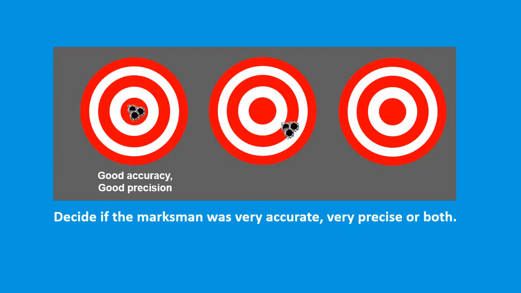In this one, precision is high because of the closeness of the grouping. That's a high level of reproducibility. But the results are inaccurate because they're far away from the true or accepted value, or in this case, from the bullseye. Poor accuracy, but good precision. In this one, the shots land far from one another and far from the bullseye. The results are both inaccurate and imprecise. So poor accuracy, poor precision.